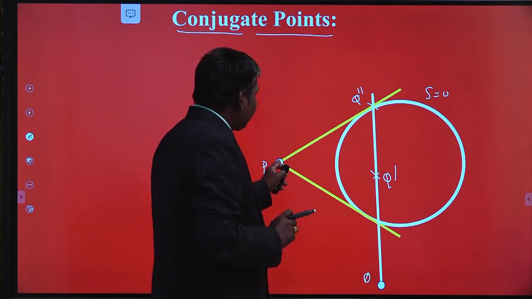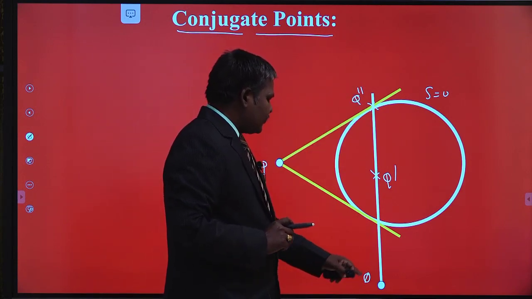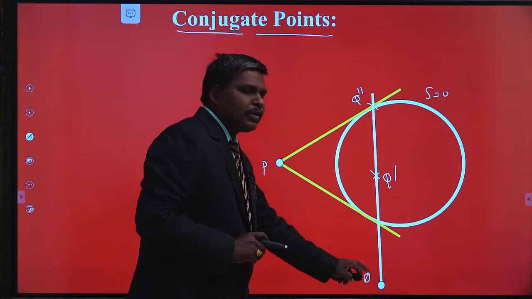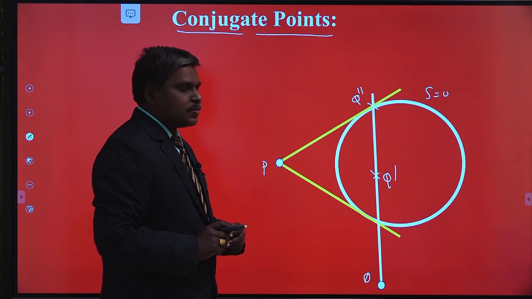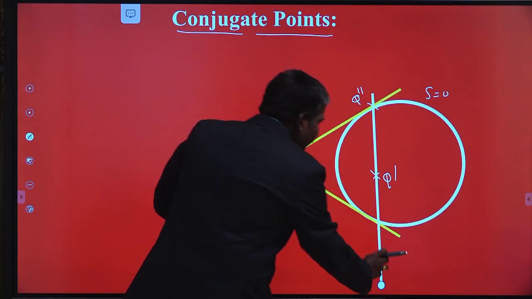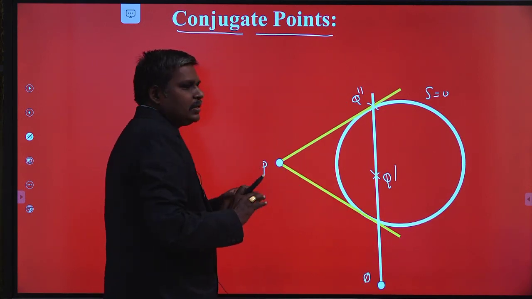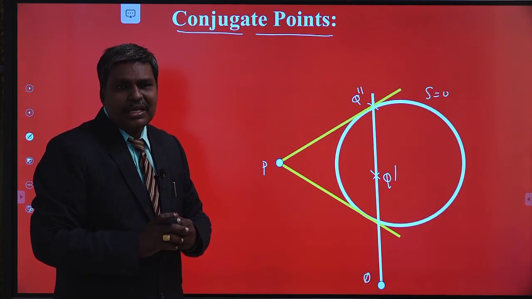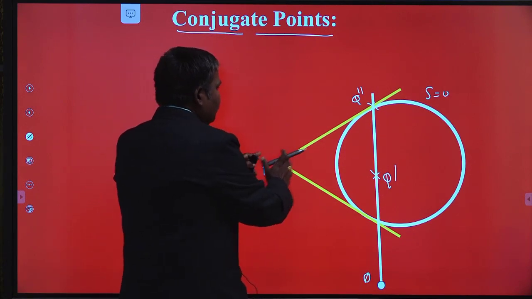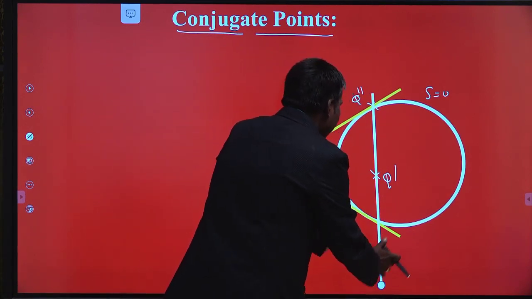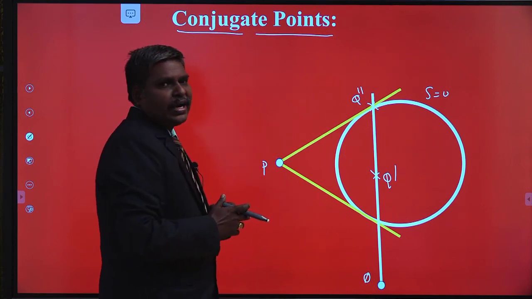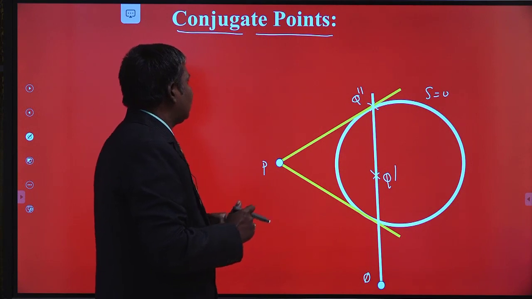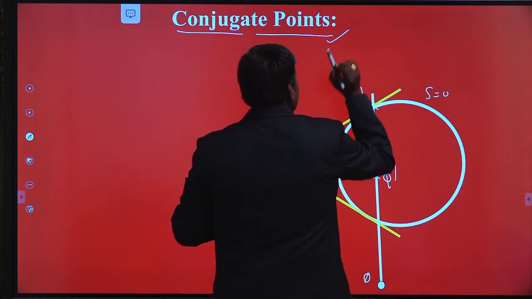So polar of P passing through Q, as well as you can define that polar of Q passing through P, then we say that both the points P comma Q are conjugate points with respect to the circle. So the polar of one point passing through another point, then we say that the 2 points are conjugate points with respect to the circle. Suppose the polar of P passing through Q, automatically the polar of Q must and should be passing through the point P. Let us also prove that one. So this is the definition of the conjugate points with respect to circle.